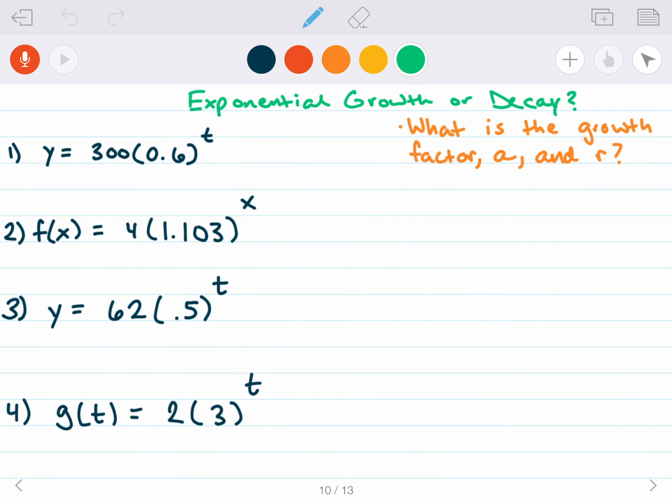Alright, so first, with these examples, we're going to determine whether they're exponential growth or decay. Then we're going to determine the growth factor, our initial value a, and r. Okay, so let's look at number 1.